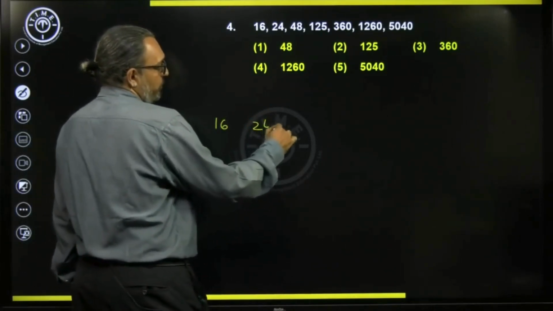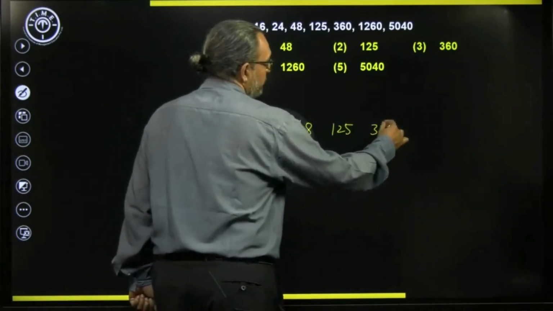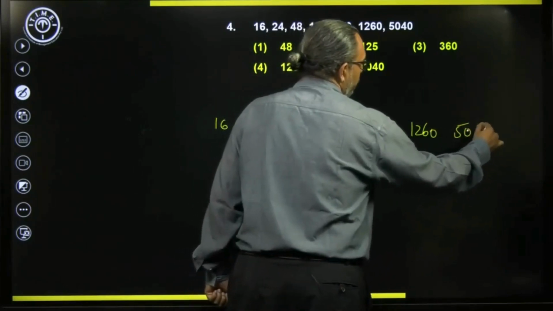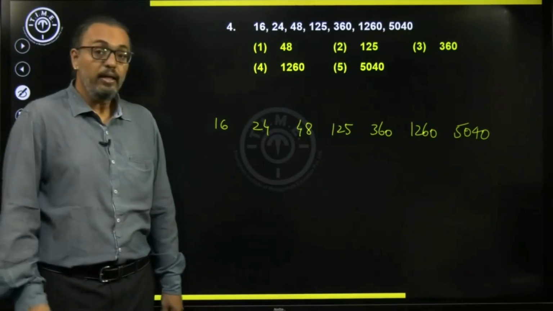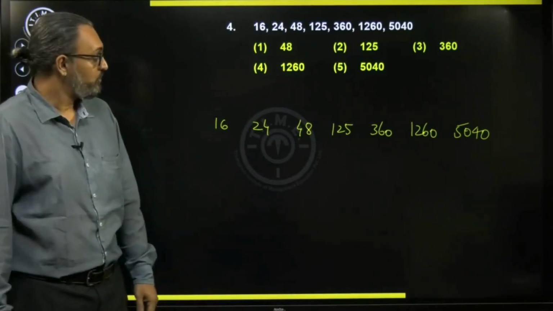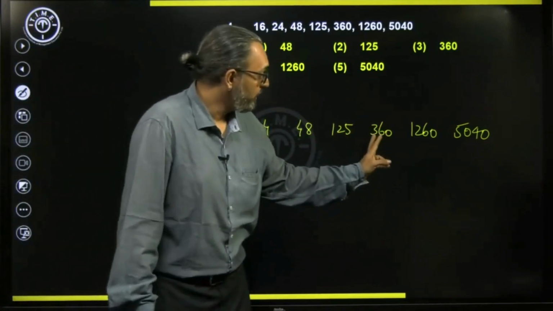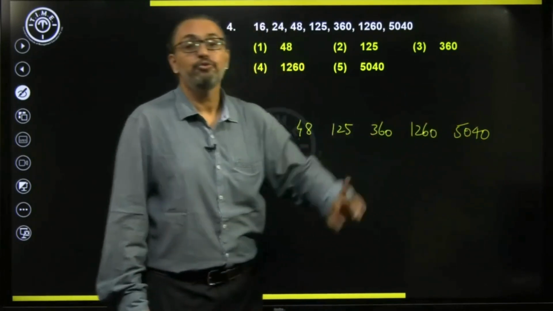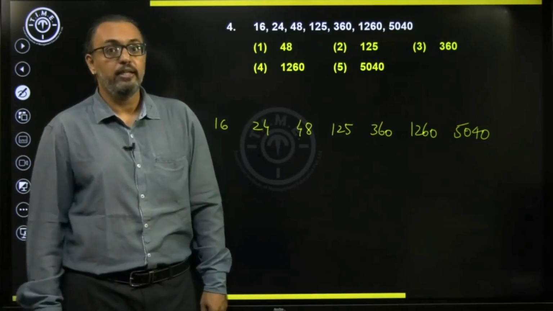Then 16, 24, 48, 125, 360, 1260 and 5040. Okay. Now here if you observe, the numbers are increasing, and here if you check from 360 there is a jump to 1260, and from 1260 there is a jump to 5040. So that means compulsorily I'll have to try and use multiplication.